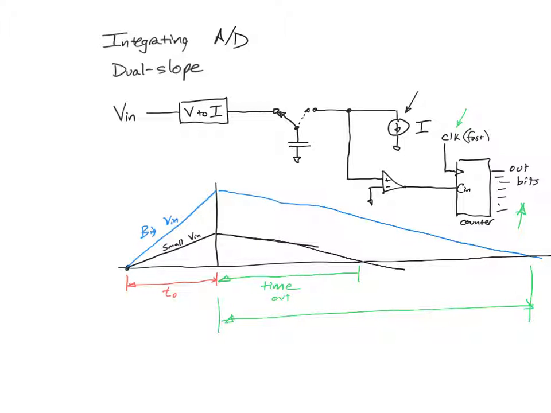It doesn't pick them up. So that's why your DVM uses a technique like this. So that's the integrating A to D. You're integrating current onto a capacitor, then you're discharging it at a constant rate, watching it, and counting as you do so, and you just figure out how much time it took.